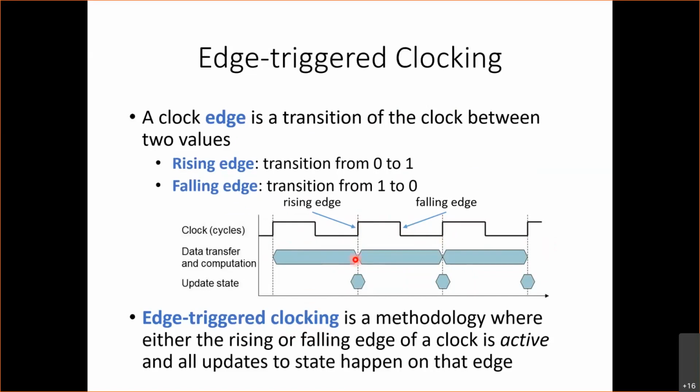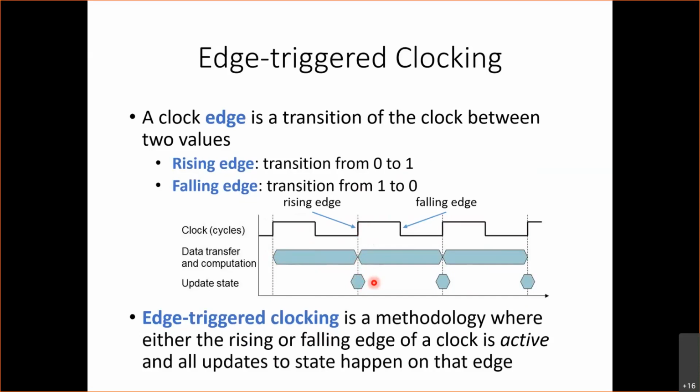So in this diagram, the active edge is the rising edge, because here we're doing the computations in between two rising edges, and we update the state on the rising edge. So in this diagram over here, the active edge is the rising edge. And you can have other clocking methodologies where the active edge is the falling edge, okay?